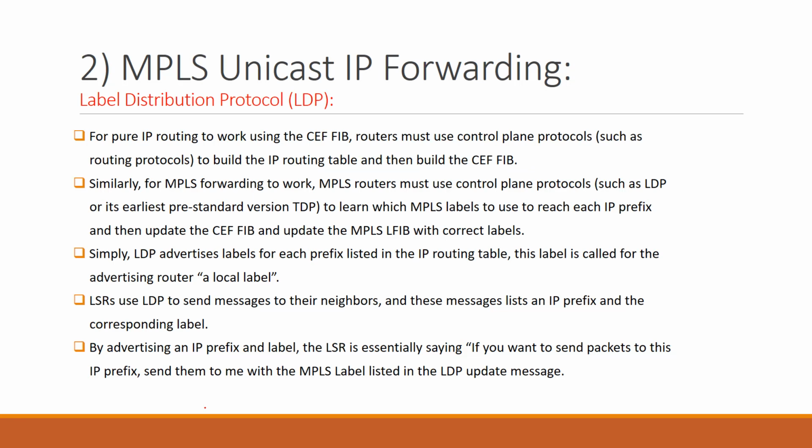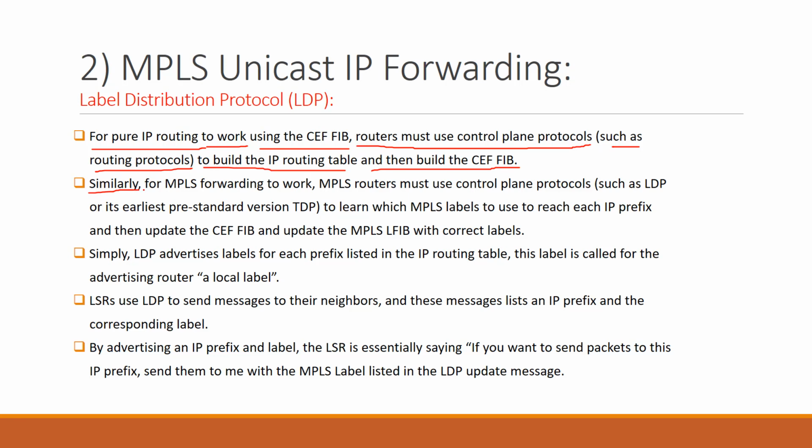Now we will discuss the protocol used by MPLS in addition to the routing protocols, which is called Label Distribution Protocol or LDP. Actually, for pure IP routing to work using the CEF forwarding information base, routers must use control plane protocols, such as routing protocols, EIGRP, OSPF, RIP, etc., to build the IP routing table, and then from the IP routing table you can build the CEF FIB.